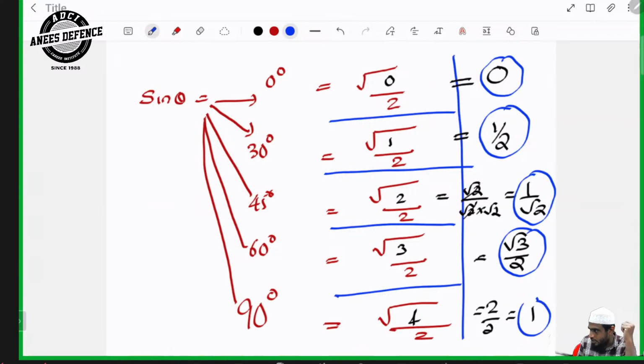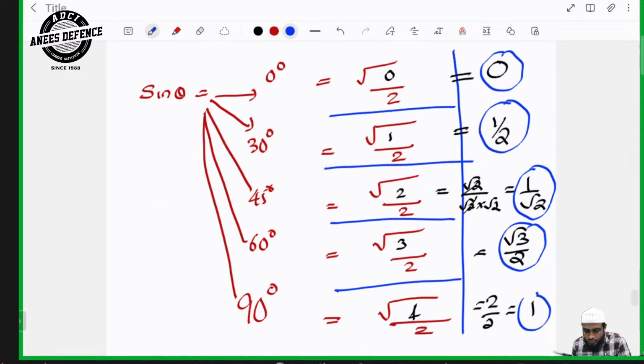Remember this. Then you have to do reverse in cos. Reverse in cos. Okay. Understood? Yes.